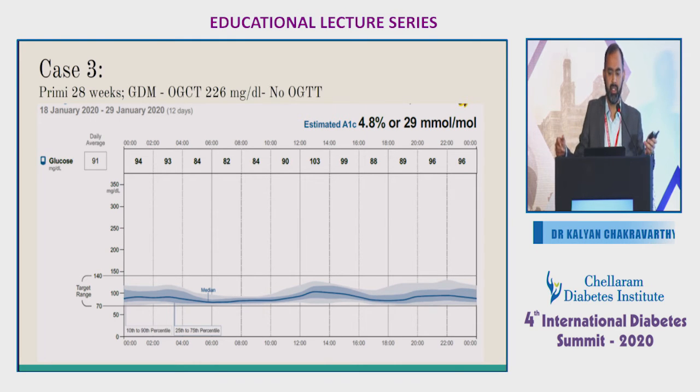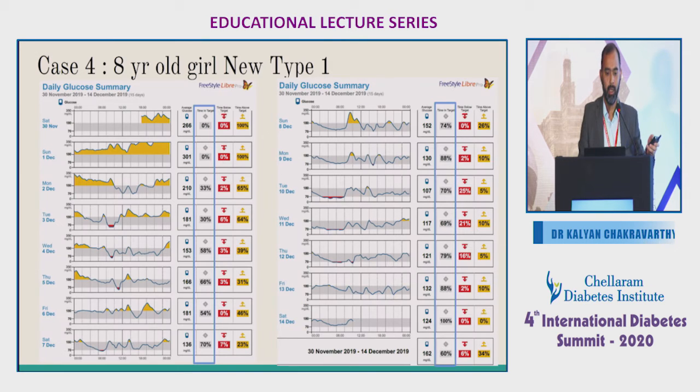In fact, this lady did not require any treatment at all. As you see, the targets for pregnancy will be different, and you can set this on the sensor itself before you start reading the data, from 70 to 140.